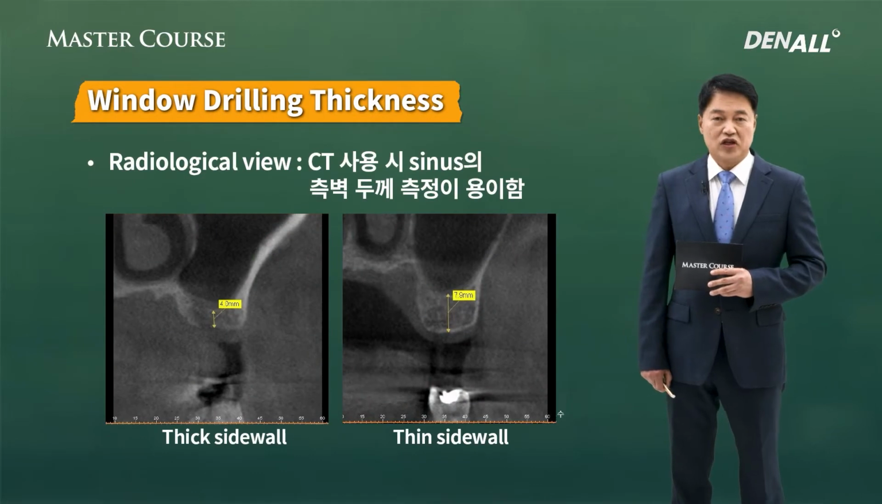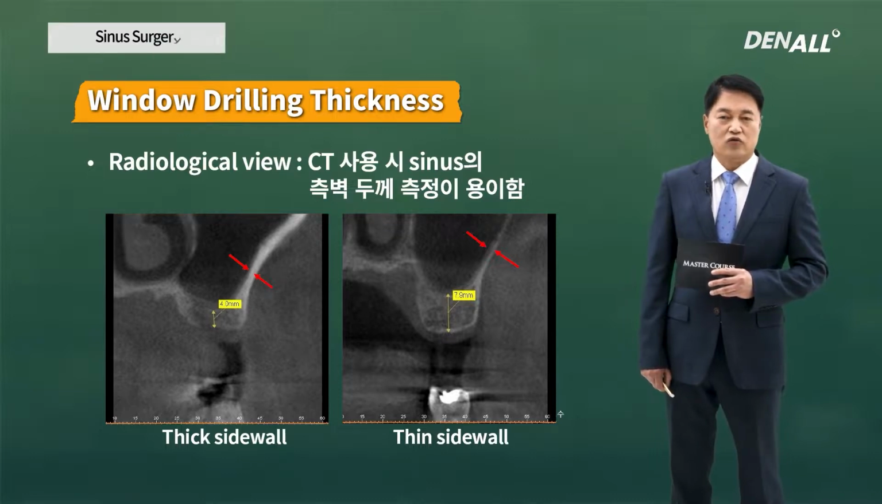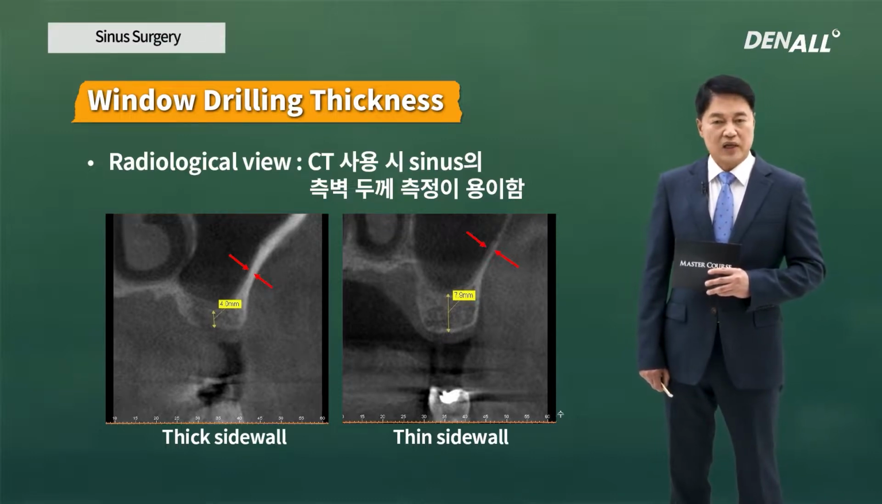The thickness of the window, you can see through CT. The lateral wall can be thick or thin, so you need to take a CT to assess how much window you need to form.